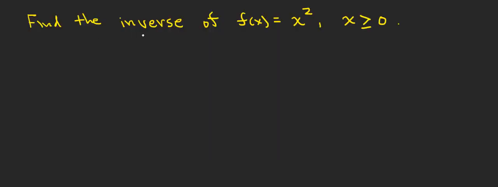Let's find the inverse of f of x equals x squared. But look at the restriction of the domain. They say x has to be greater than or equal to 0. Now, why do you think they gave us the restriction on the domain? Let's take a look at the graph of x squared. You know that the graph looks like this. It's a parabola.